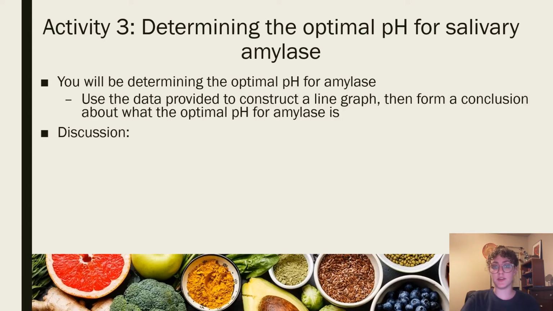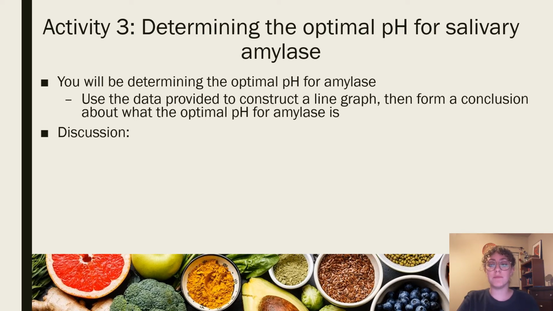So for this activity, you're going to be determining the optimal pH for amylase. If you remember, we talked about how environmental factors can affect the way enzymes function. We looked at temperature as a way that impacts yeast enzymes. Now we're going to look at pH as it affects amylase in your saliva.